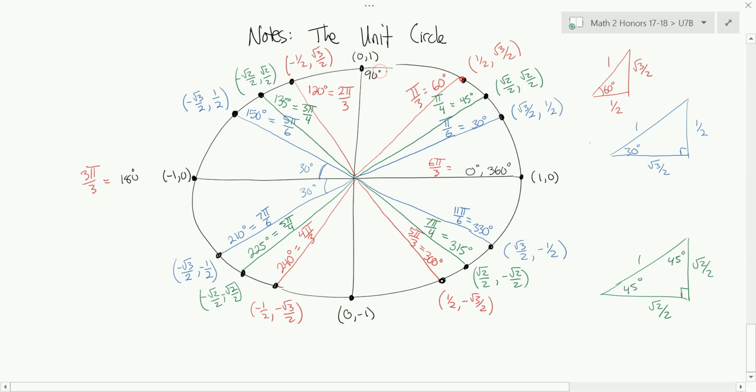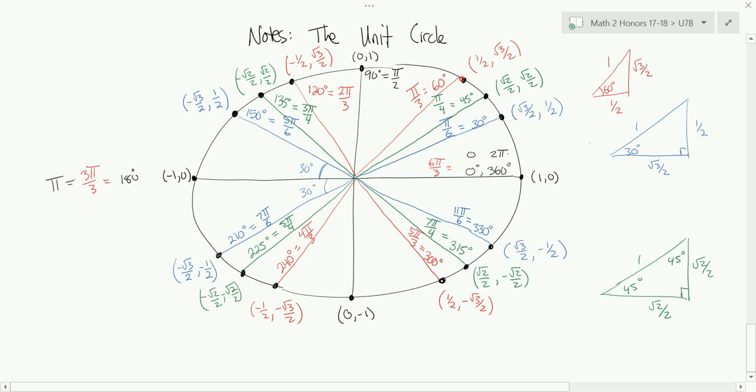And then what would that be in radians? 180 divided by 2 is 90. So pi over 2. Okay. We know 180 is pi. We got that. We know 0 degrees is 0 radians, and 360 is 2 pi. Okay.